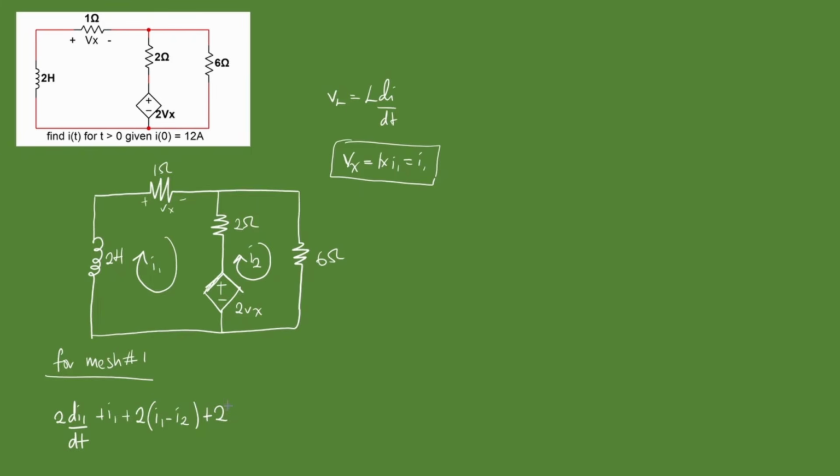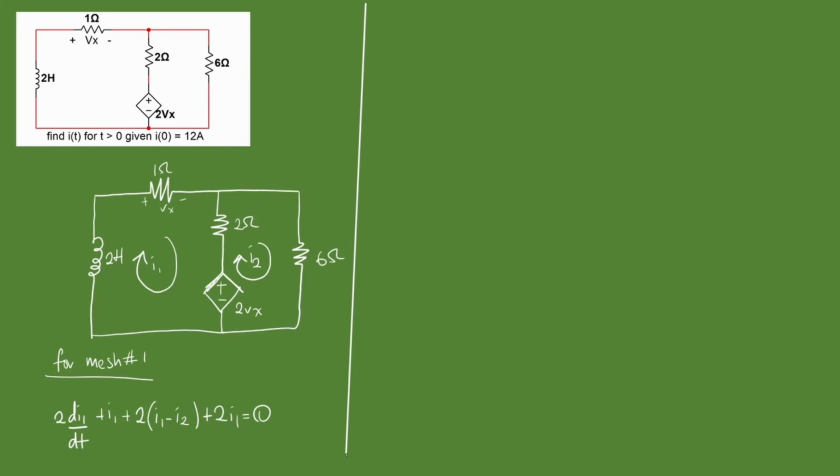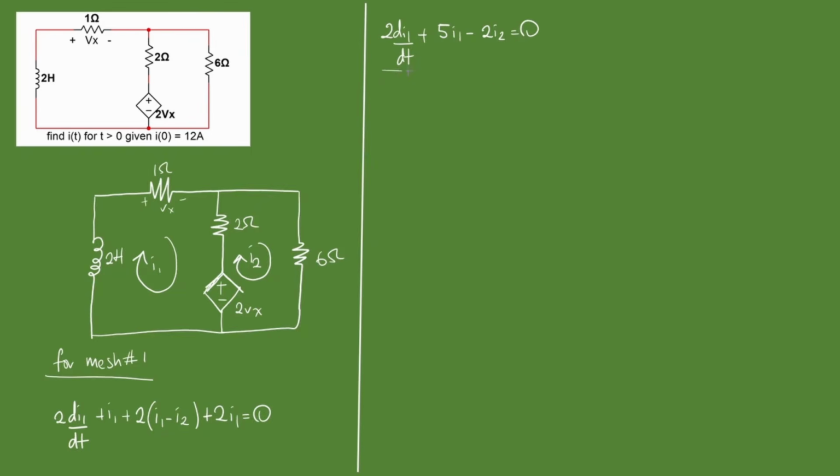Remember, Vx is I1, so that's 2 times I1 equals 0. Okay, let's take this up. Let's simplify this. 2 di1/dt plus I1 plus 2I1 plus 2I1. That's 5I1 minus 2I2 equals 0. So this is where we stop for the first mesh. Then we solve for the second mesh and make the substitution, and we'll see how nicely that falls in place.